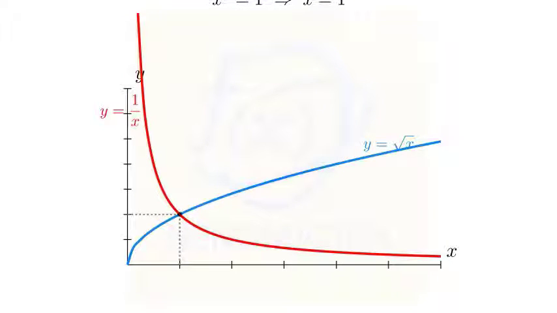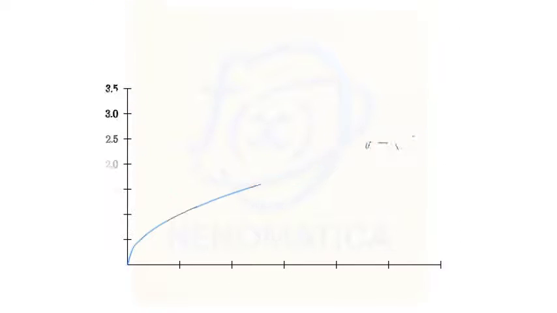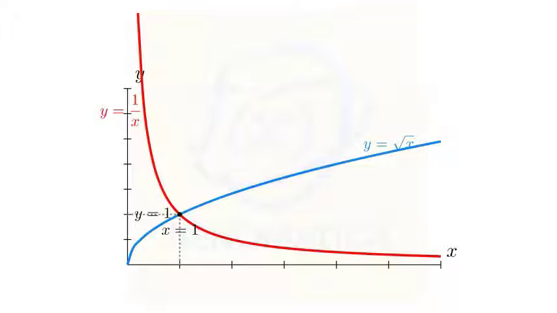Now, we compare the heights of the two graphs. We want the region where 1 over x is below the square root of x. Try a test at x equals 4. The blue value is 2, the red value is 0.25, so the blue is higher there. That means the inequality is true for x bigger than 1.